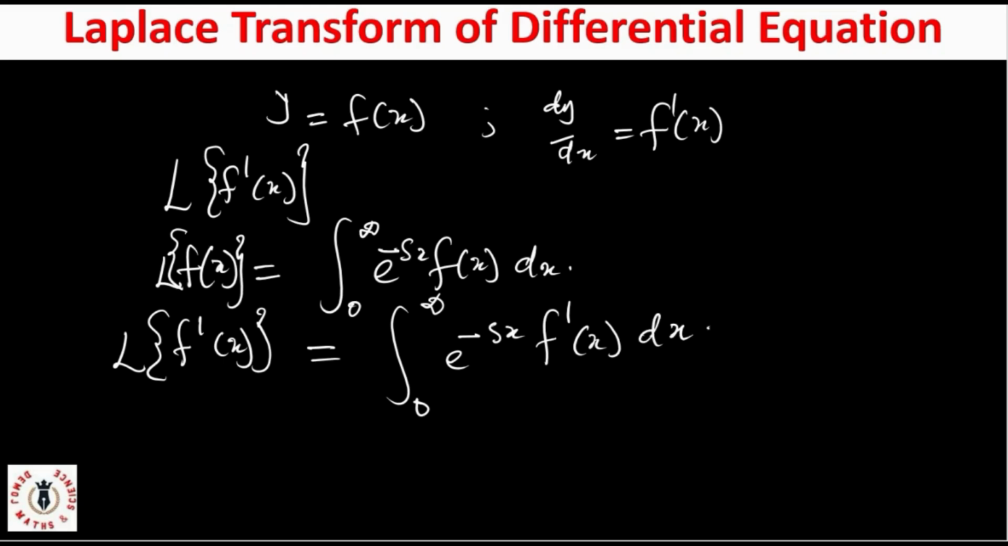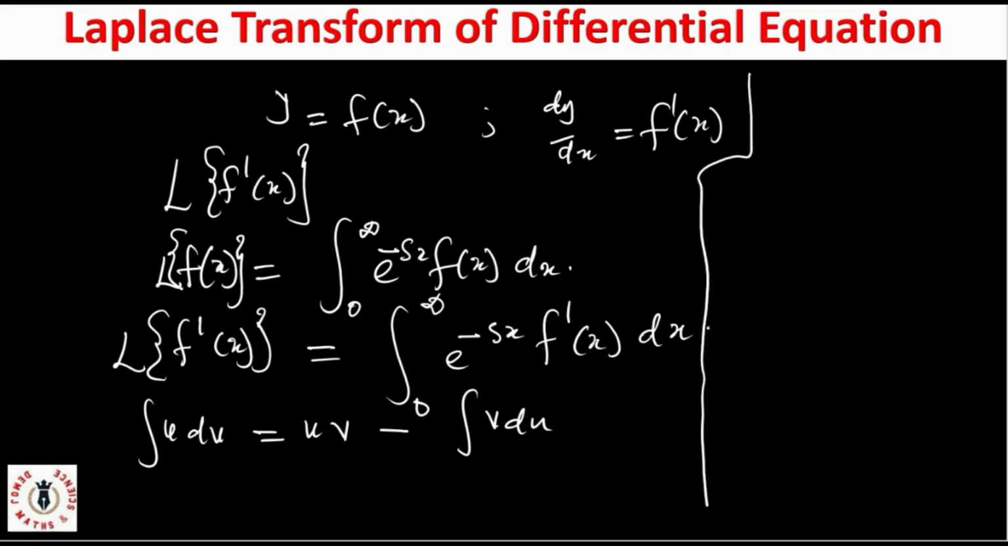Now, the easiest way to solve this equation is to use integration by parts. Integration by parts says that if I have the integral of u dv, this is the same thing as uv minus the integral of v du. So the first thing I want to do here is to pick my u and to pick my dv. I can pick my u to be e raised to power minus sx, while my dv will be f prime of x.